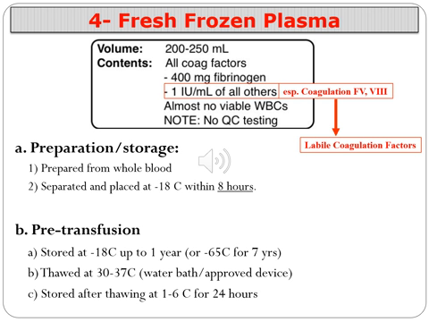Fresh frozen plasma must be prepared and frozen within 18 hours of blood donation. Otherwise, it will lose all its contents. Fresh frozen plasma contains fibrinogen and all coagulation factors, particularly factor 5 and factor 8, which are the labile coagulation factors. This means that they are rapidly destroyed if not frozen, at least at -20 degrees.